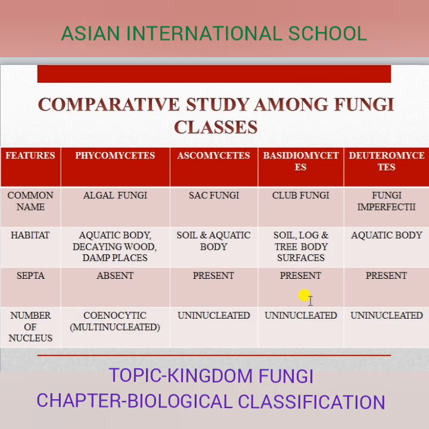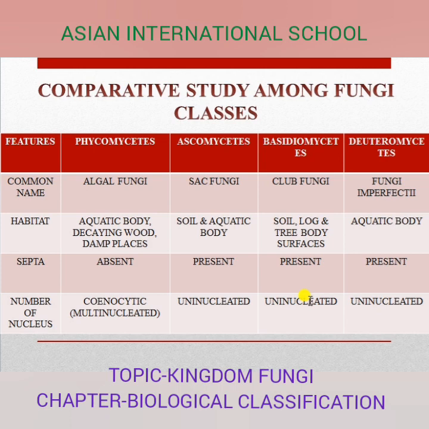In the next slide you can see the comparative study among fungi. Here we can see four different classes written: phycomycetes, ascomycetes, basidiomycetes and deuteromycetes, with their features also written. One by one we will discuss each feature, and the variations present in the features of the different classes of fungi, that we can see also. First one is the common name.